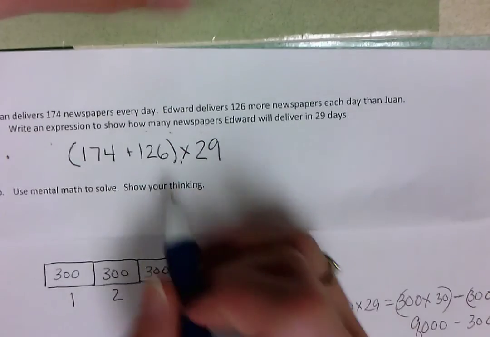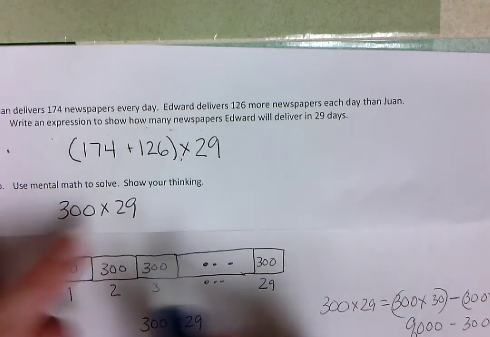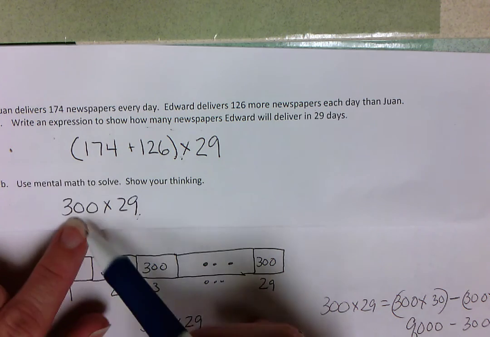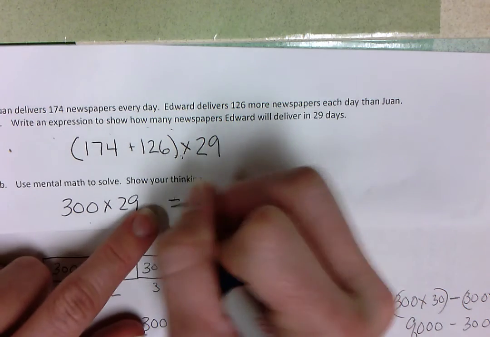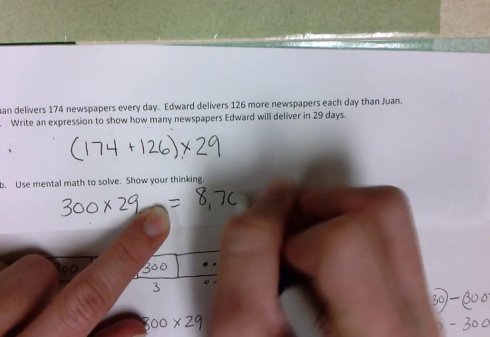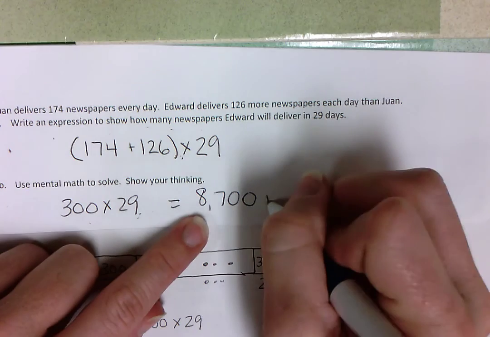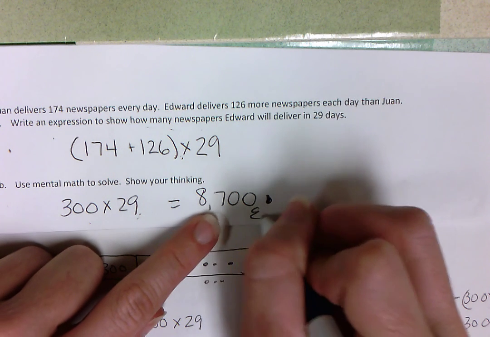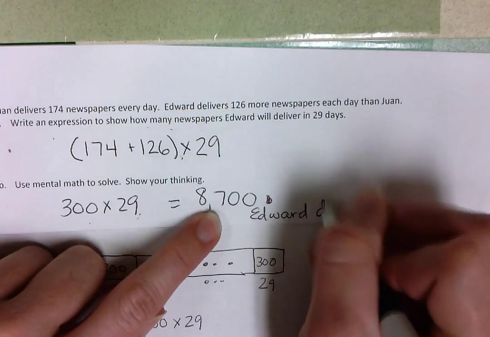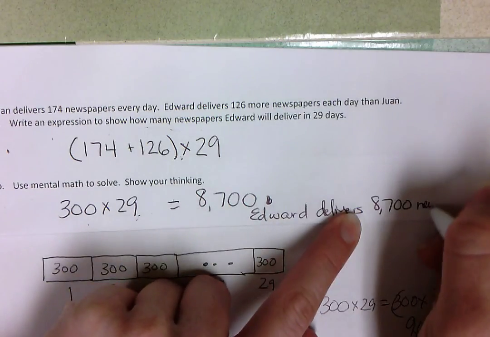When we practice our mental math, we can actually do that very quickly. I'm thinking 300 times 29. In my head, I think 300 times 30, that's 9,000. I take away 300, 8,700, and I'll write my statement. Edward delivers 8,700 newspapers.